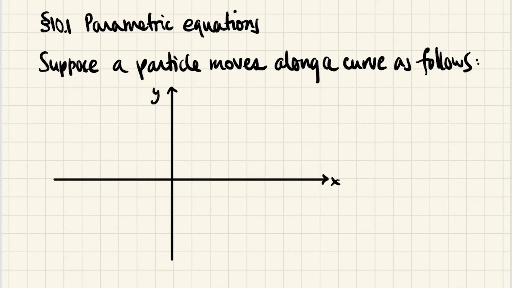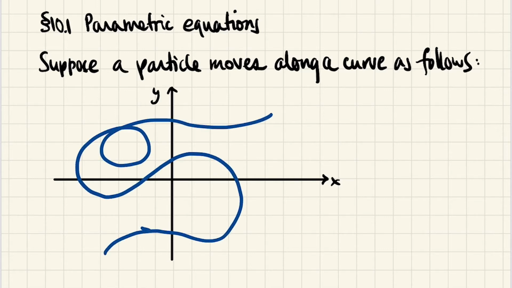So suppose you're tracking the motion of a particle or a fly or something that's moving around, and it moves in this particular way. So I think we can all agree that describing the position of this particle with y being a function of x would simply just not be possible. This is a massive breach of the vertical line test, for instance.